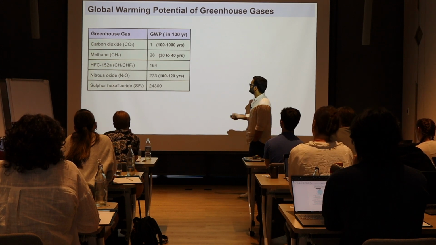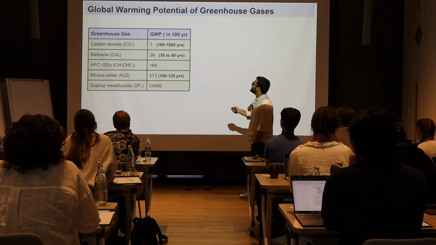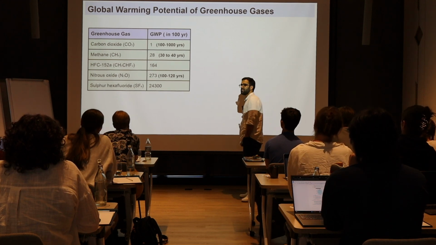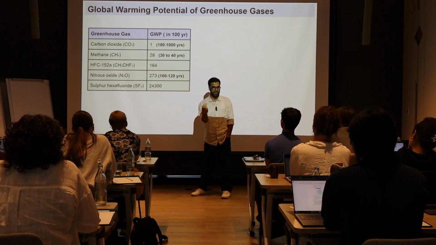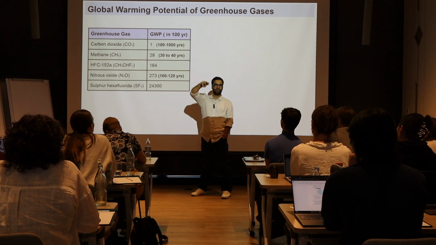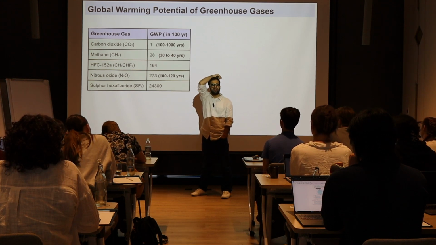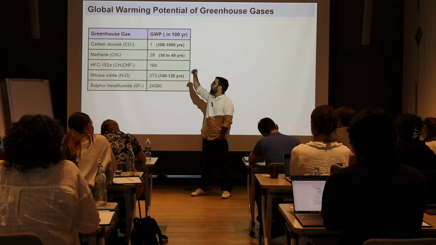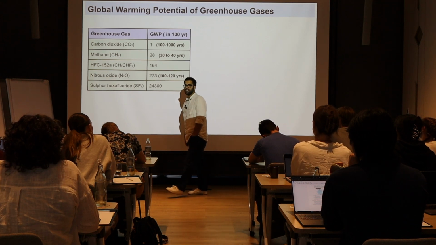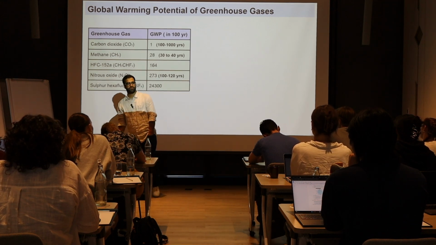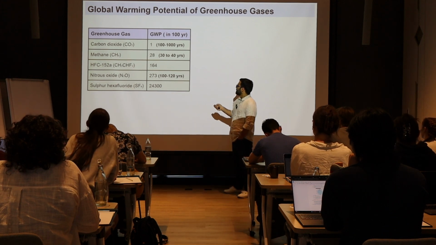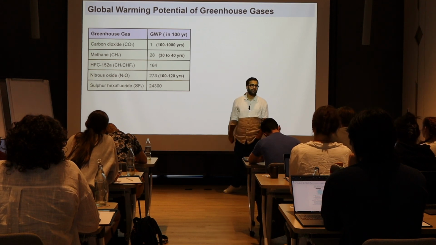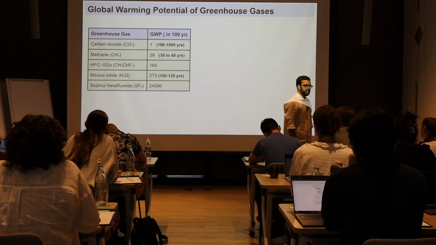But the problem with carbon dioxide is that it stays in the atmosphere for hundreds to thousands of years. If you emit a carbon dioxide molecule, it will not go down. But methane stays for just 30 to 40 years. Similarly, nitrous oxide stays in the atmosphere for 100 to 120 years.